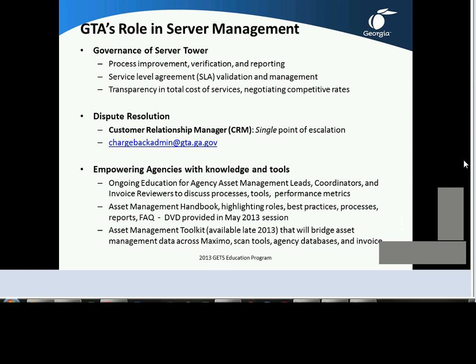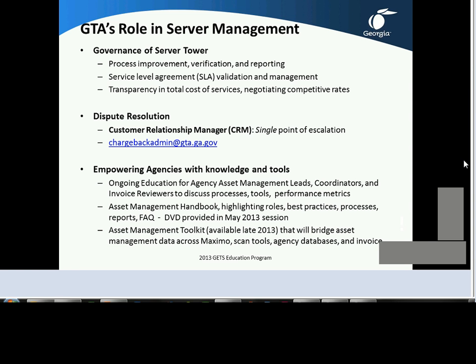Finally, we want to reiterate GTA's role in server management. We have the governance of the service tower. We have process improvement, verification, reporting, the SLA, validation and management, and providing transparency and cost, and negotiating competitive rates. As far as dispute resolution, you have a CRM who can help you with your issues, and also, of course, there's the dispute process, which includes chargeback admin.